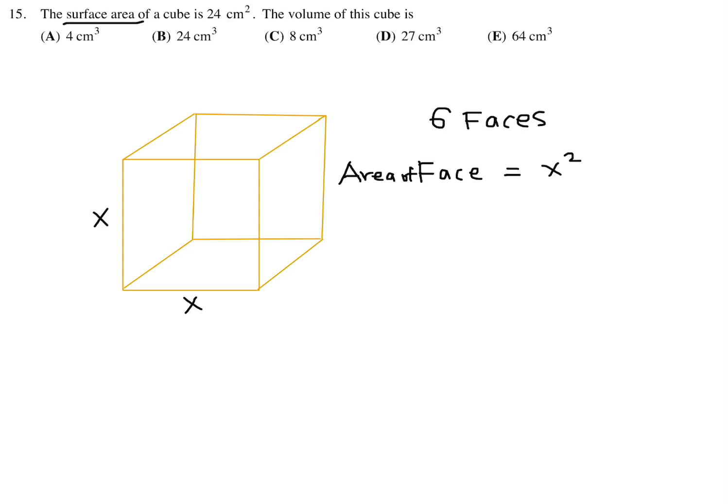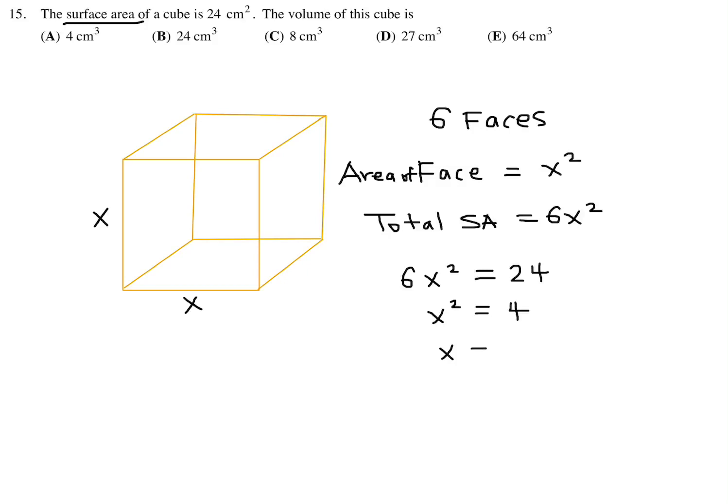So how many faces are there? Well, I already told you, 6 faces, right? So the total surface area, total SA, is 6x squared. And that's standard for any cube. They've told you that 6x squared is 24. So we can solve now. x squared becomes 24 divided by 6, which is 4. And therefore x is equal to 2.